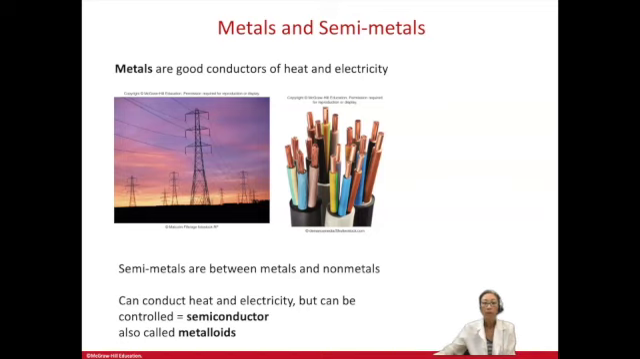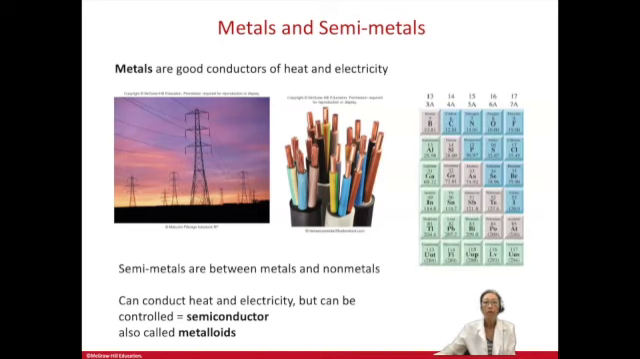So this would be the stair-step line, these elements in pink. To the left and below are metals, those are all in green. To the right and above the stair-step line, that's in blue, those are all non-metals. On the stair-step line itself are called semi-metals. They're halfway between being metals and non-metals. They're also called semiconductors, and they're also called metalloids.